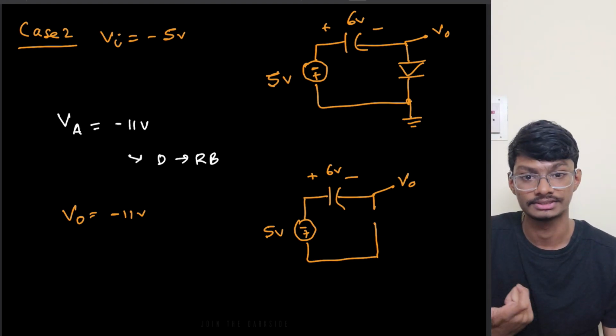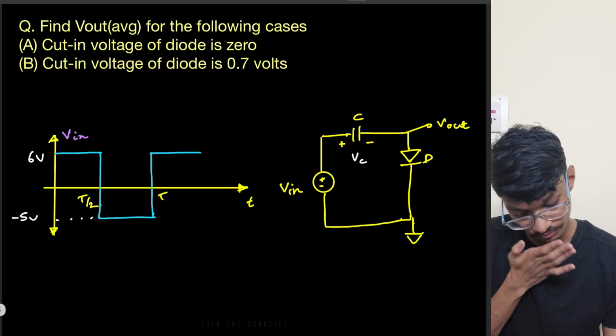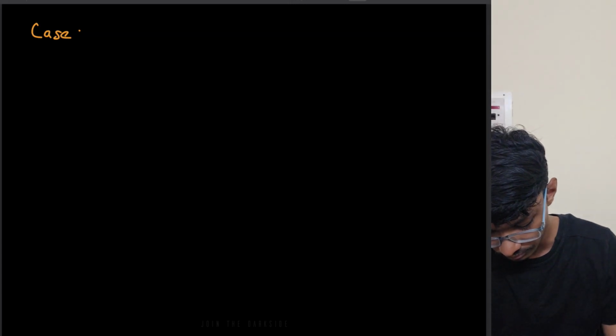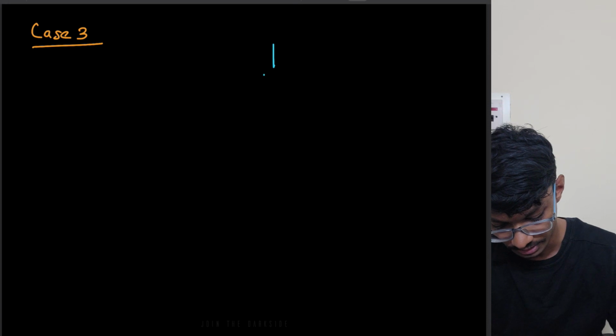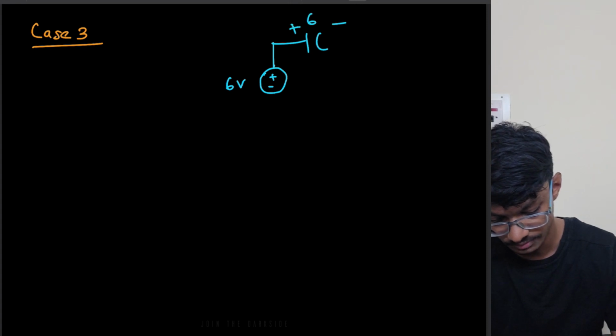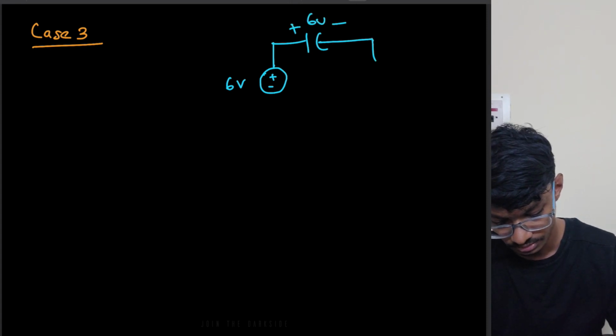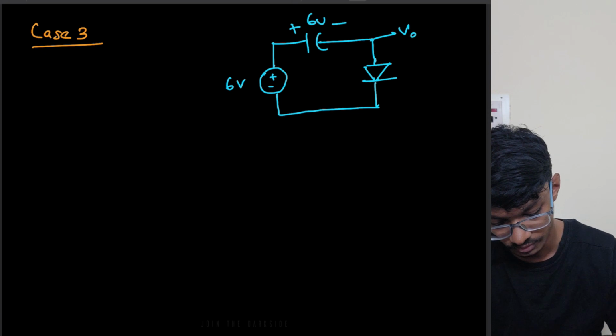Now what is happening in case 3? When again the square pulse goes to plus 6 volts, right? What is happening there? So for case 3, let me draw the circuit again. This is plus minus 6 volts, and the capacitor this time again has the same charge, 6 volts, and this is the diode, and this is the VO.